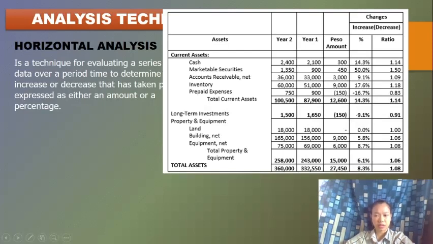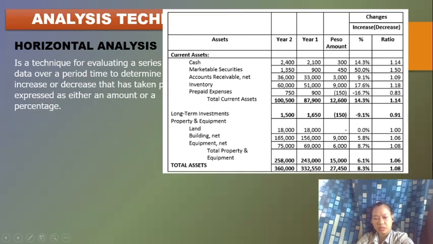For the ratio, you divide year 2 by year 1. So 2,400 divided by 2,100 is equal to 1.14. And if you ask why there is a negative in the percent, it is because the peso amount is also negative, so the percent is also negative.